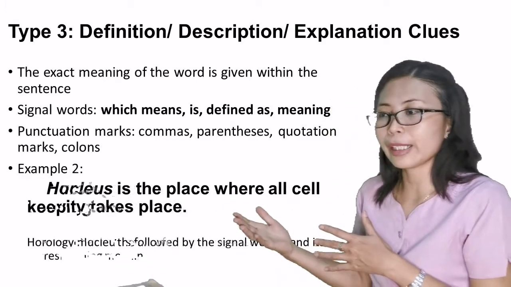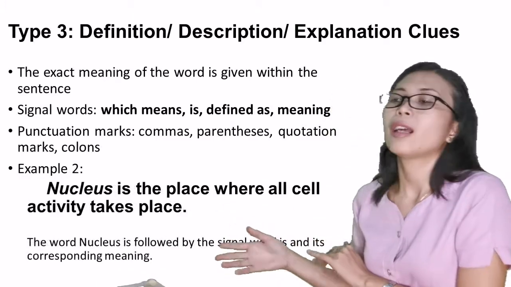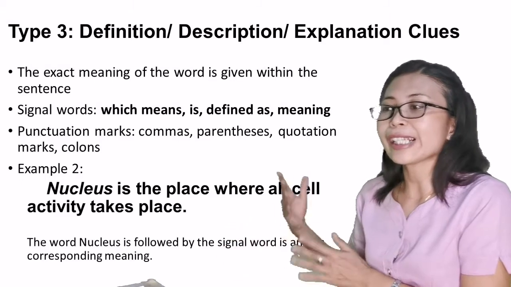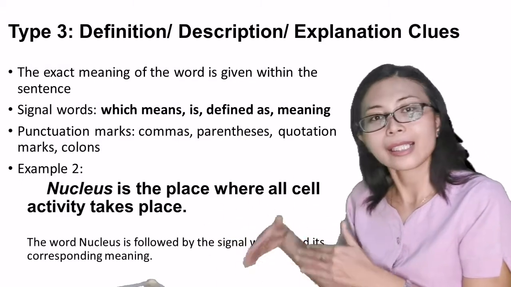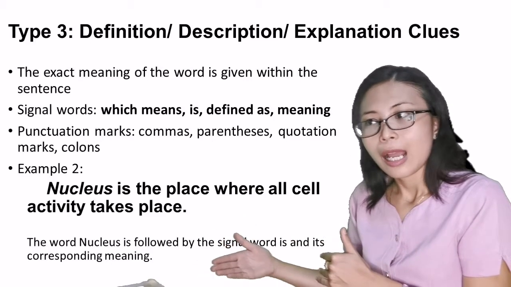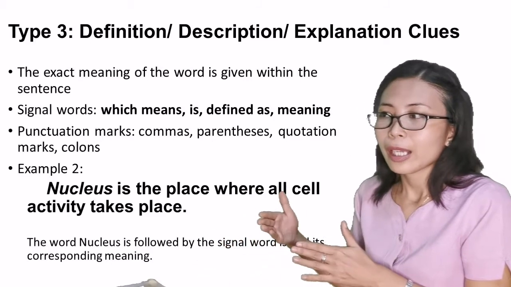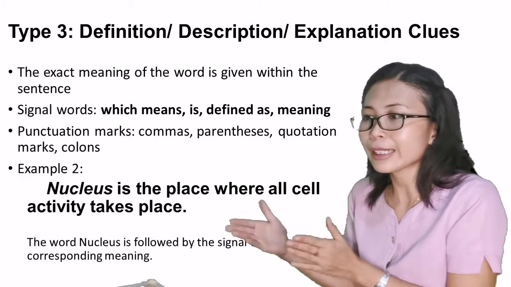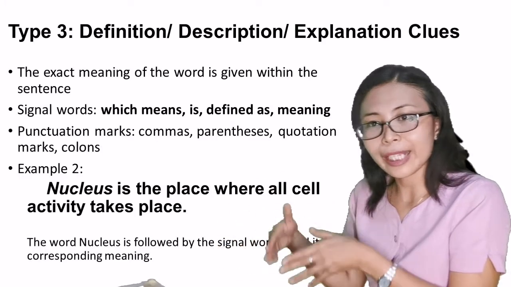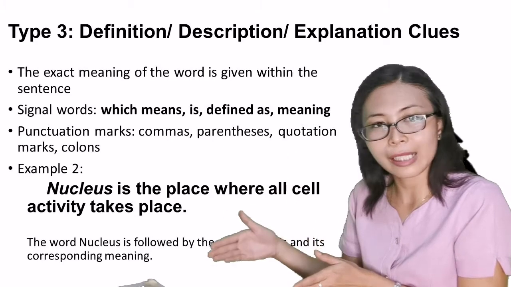Another example is this one for science. Nucleus is the place where all cell activity takes place. And because it is a place where all cell activity takes place, meaning it is located within the center of the cell.